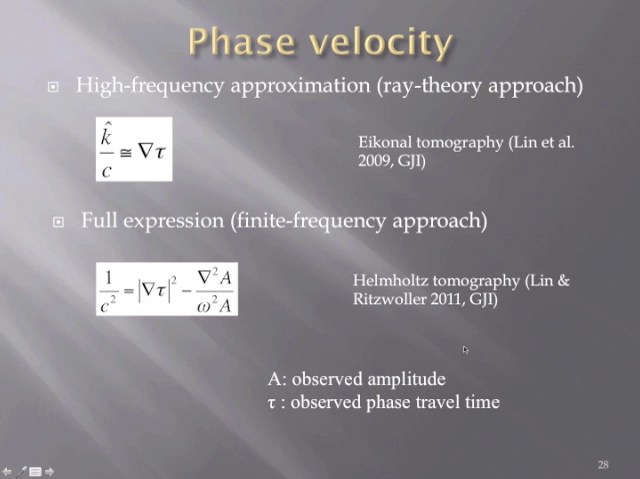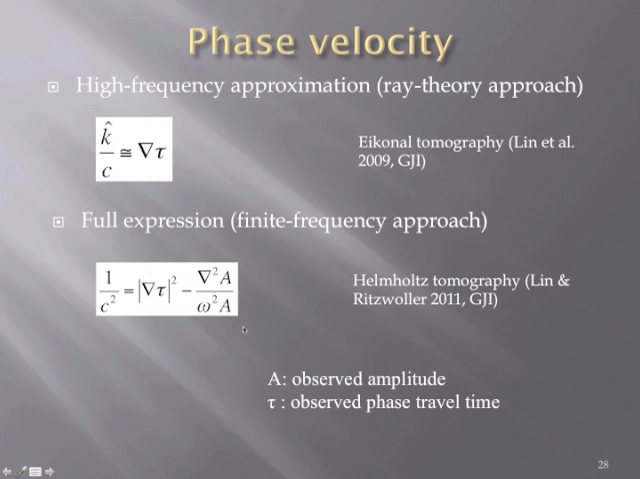The way we can use that travel time map and amplitude map to resolve phase velocity is based on what we call the eikonal tomography method and the Helmholtz tomography method. If we look at the high frequency approximation, which is the ray theory approach, then the gradient of the travel time will tell us the slowness, which is the inverse of phase velocity. The gradient of the travel time will also tell us the direction of wave propagation, shown here. However, this is just a high frequency approximation. If we want to consider the finite frequency effect, the full expression needs to include amplitude terms. So it's not only the gradient of travel time now; you need to add another correction term, which is the Laplacian of amplitude, shown here, which should give us a better estimation of the phase velocity.